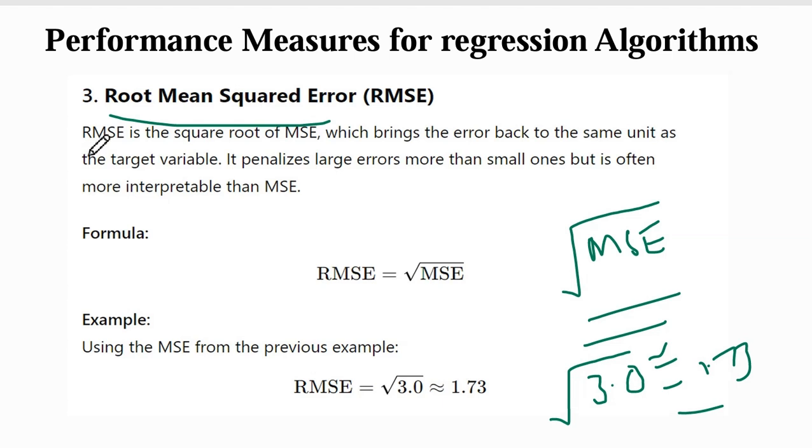So RMSE is the square root of MSE, which brings the error back to the same unit as the target variable. Clear? So it is also an error. That's why we try to build a model that has as small an error value as possible. Clear? That is about RMSE.